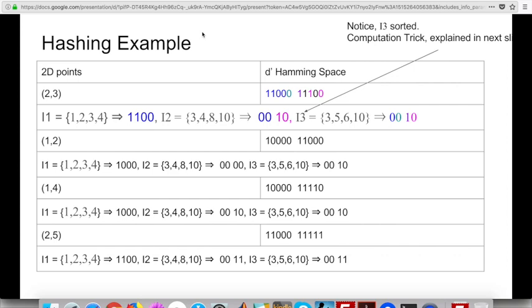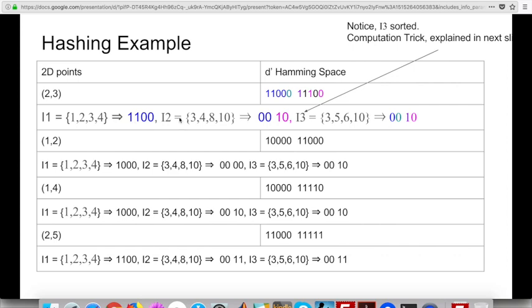Now that we have defined our hashing functions, we can map the 2D points into the hash tables. The first hash function was 1, 2, 3, 4, which means that we need the bits at these locations. So the first, second, third, and fourth bit. So we have 1, 1, 0, 0. This means that the first point, 2 and 3, will be inserted in the first hash table at index 12.